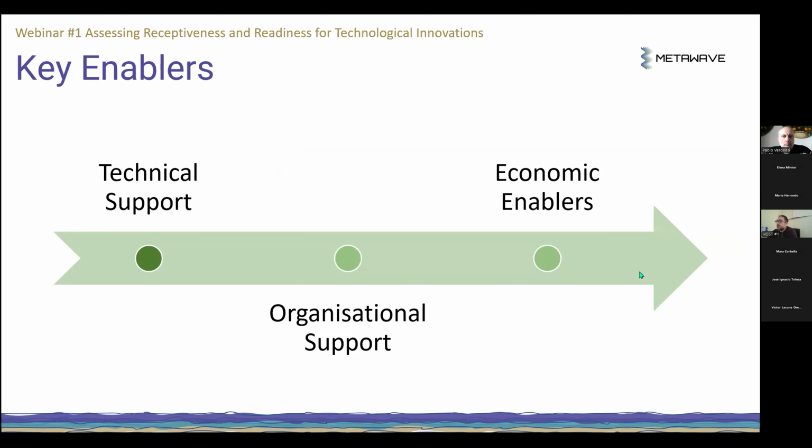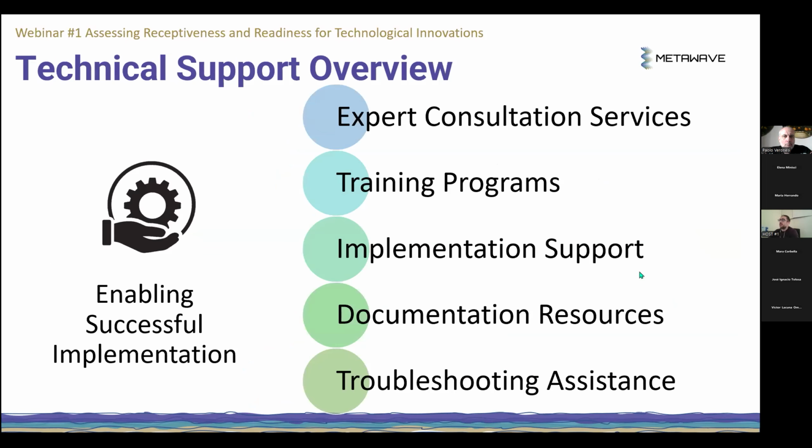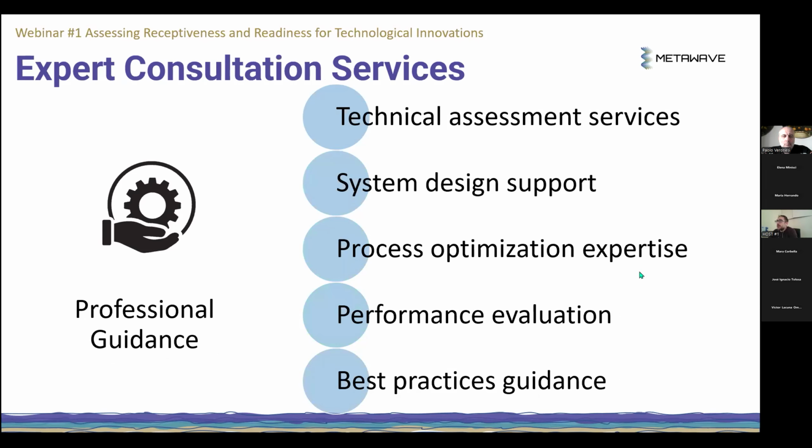So having these key enablers regarding the technical support, the organizational support, and the economic enablers could lead to specific aspects that could be utilized within companies and progress within this aspect. So, for example, in terms of technical support, there could be training programs or viewing of training webinars that could help the support of the implementation, and have documentation resources available in order to be troubleshooting any aspects related to the integration of a new technology within a company.